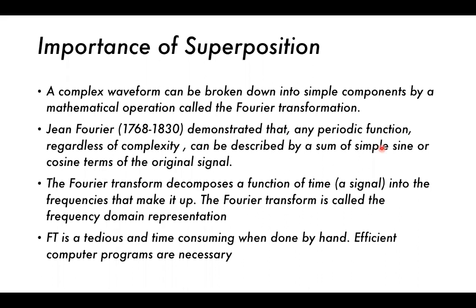However, the Fourier transform is tedious and time-consuming when done by hand, and so efficient computer programs are necessary. Remember, back in this time period, there weren't really any computers or calculators, everything had to be done by hand. So to do a Fourier transform of even two waves that were pretty simple would have been time-consuming and difficult. But nowadays, it's pretty straightforward, and computers are very good at mathematical operations, which means that it can be done very efficiently.